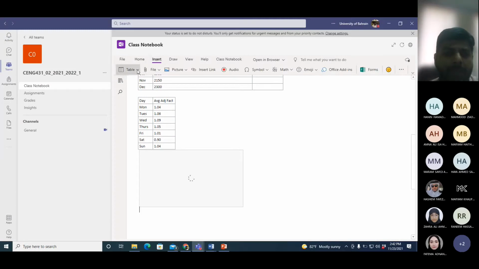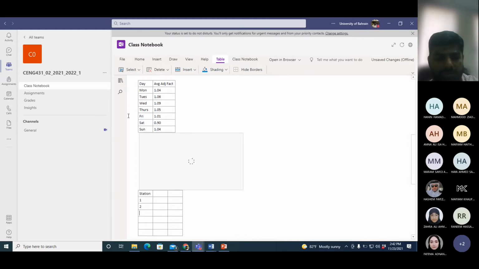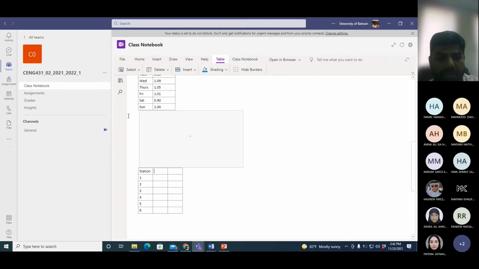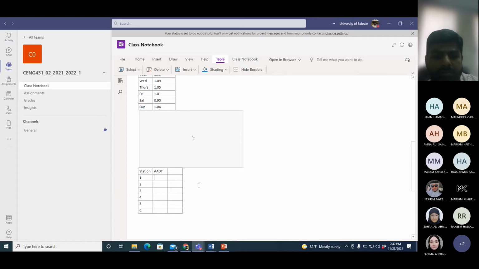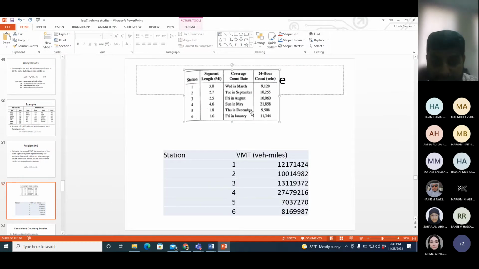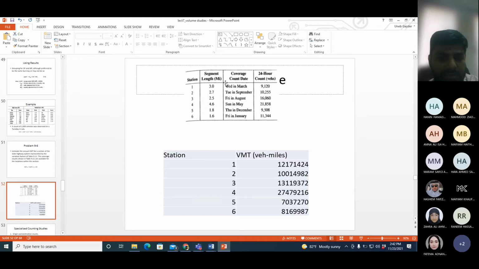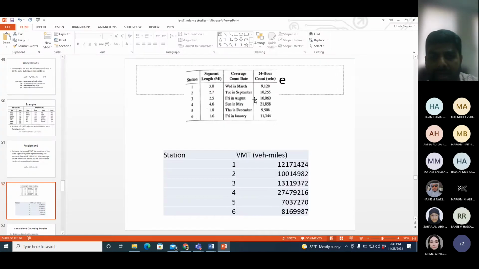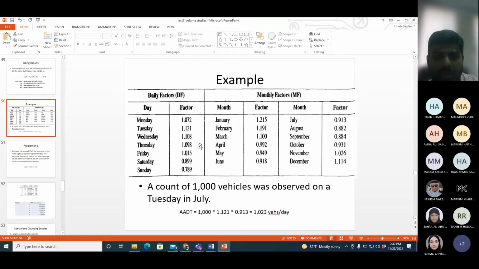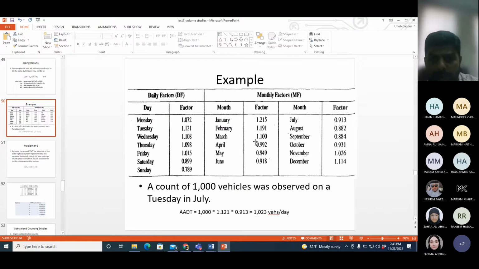So let me make a table here. I need the station, the ADT and the VMT 365. Stations 1, 2, 3, 4, 5, 6. For calculating ADT, I will take the count from here, and for these 6 stations, they are saying use these factors. So the count is 9120, multiplied by, it was taken on Wednesday and March. So Wednesday 1.108 and March 1.1.